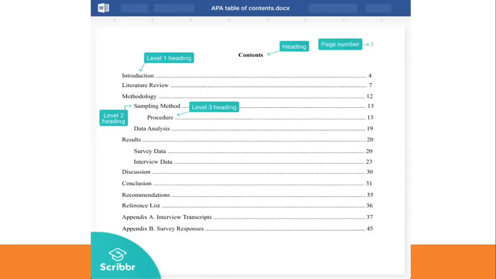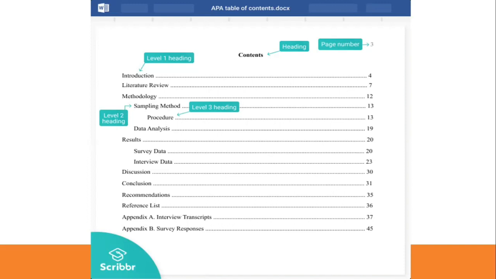Okay, as you can see in our example, you have there the word contents, bold and centered. That's the heading. And right to that is the page number. You have there page number 3, located at the upper right portion of your manuscript. And at the left side, you have the contents. At the right side, you have the page numbers, okay?